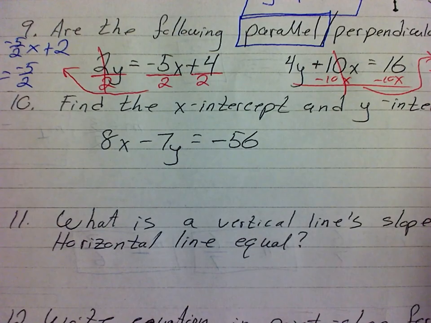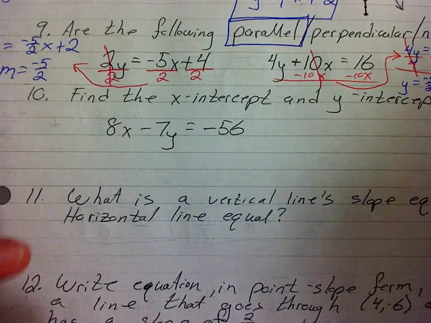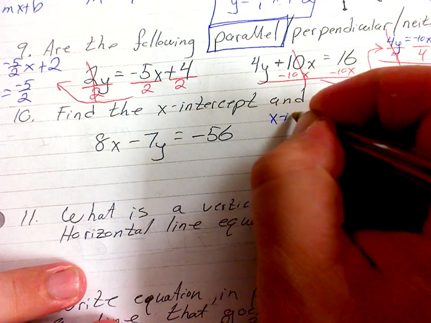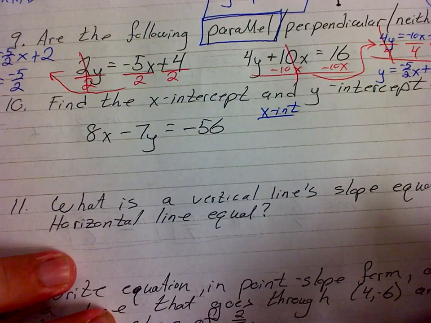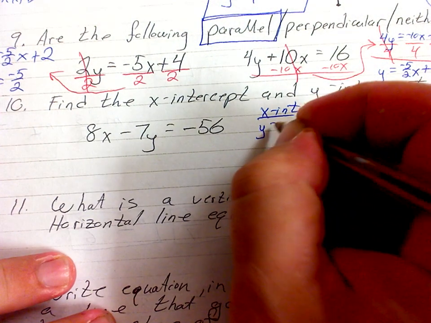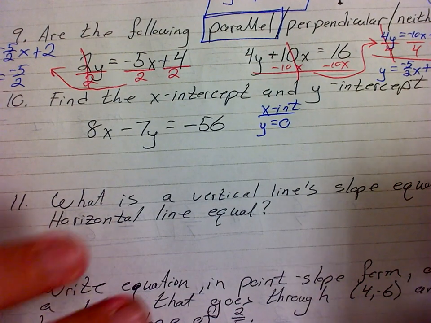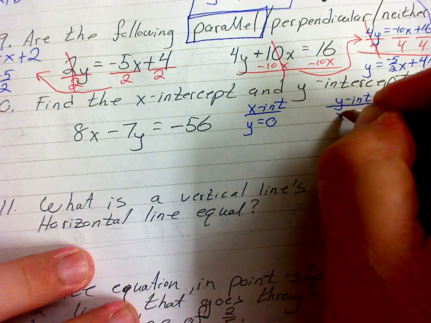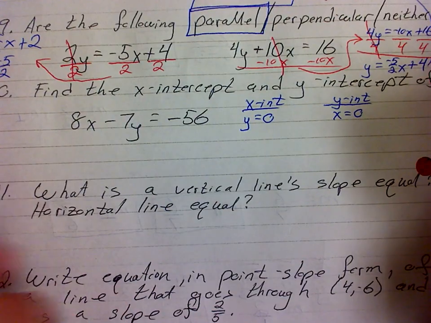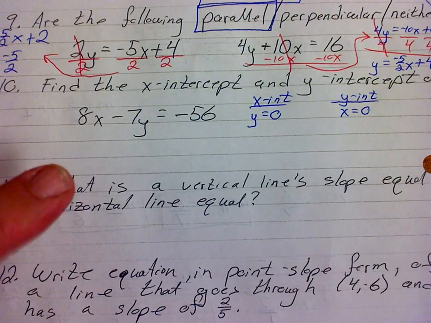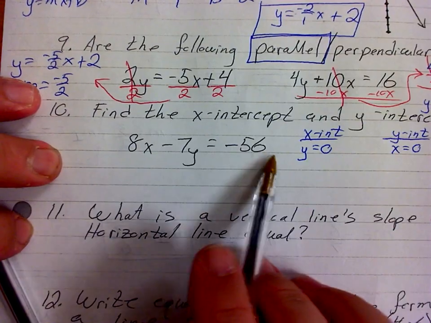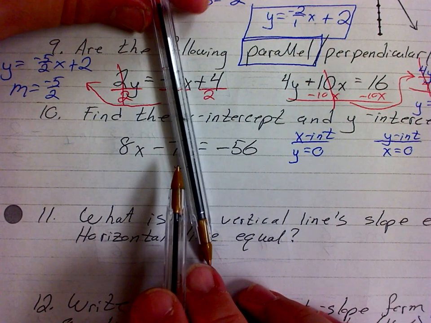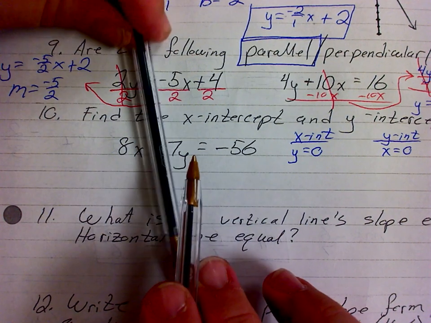Next problem here, we have to find the x and the y intercepts of this equation. Remember, to find the x-intercept, we have to make the opposite 0. The opposite of x is y, so we have to make the y 0. If we're looking for the y-intercept, we make the opposite 0, which means making the x 0. Basically, to make the y 0, we are getting rid of the y part, because anything times 0 goes away.